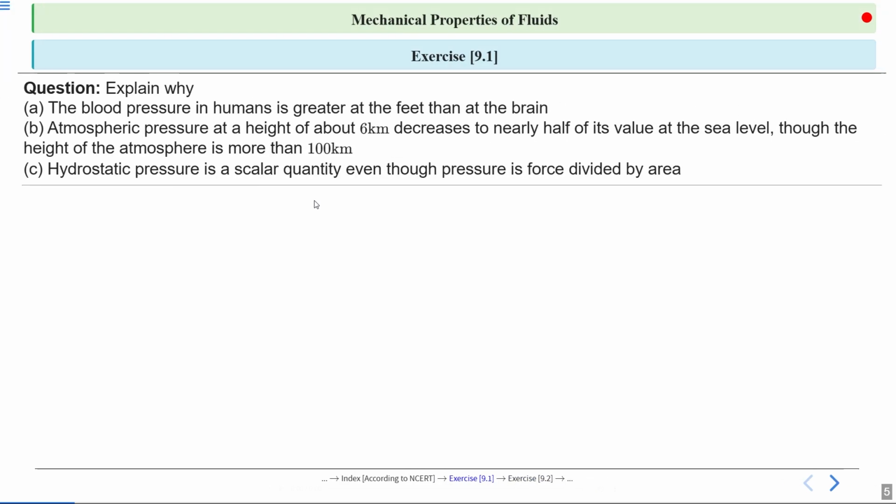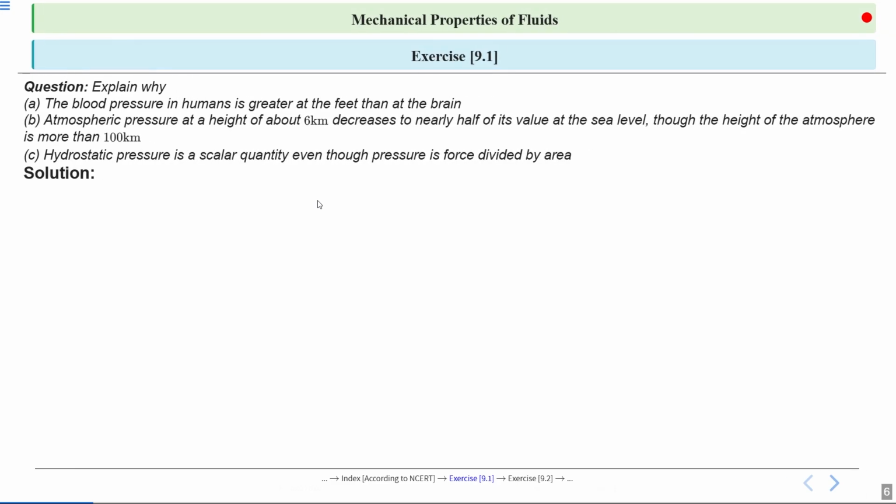9.1, explain why. A. The blood pressure in humans is greater at the feet than at the brain. B. Atmospheric pressure at a height of about 6 km decreases to nearly half of its value at the sea level, though the height of the atmosphere is more than 100 km. And C. Hydrostatic pressure is a scalar quantity even though pressure is force divided by area. So we will see answer of each part one by one. So let's see the solution.